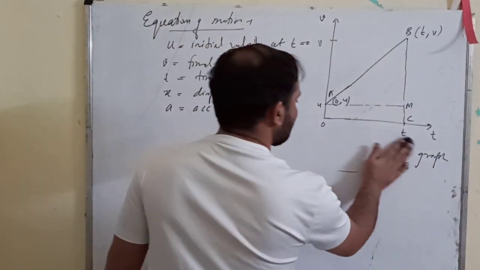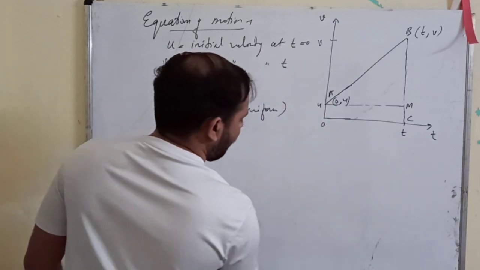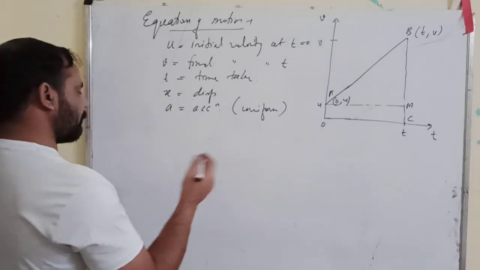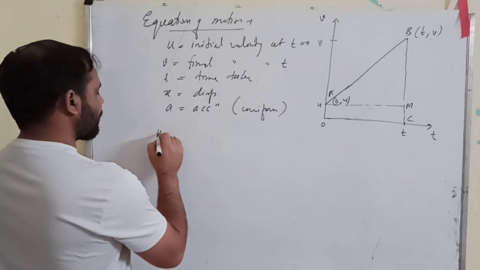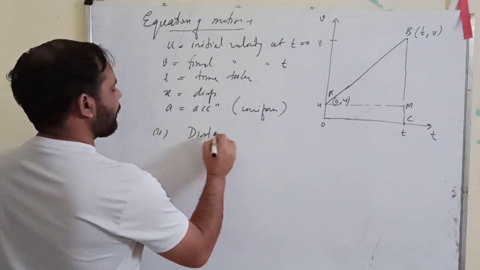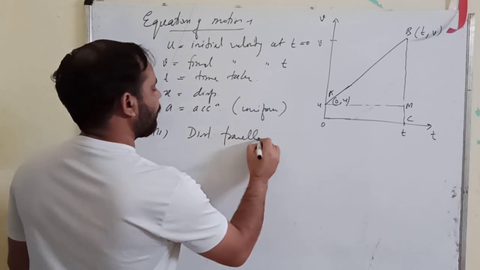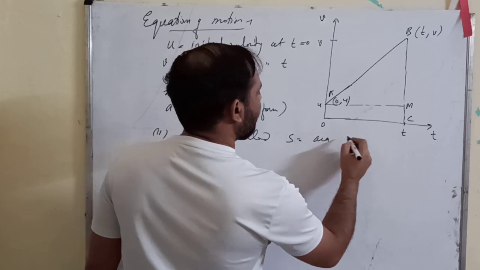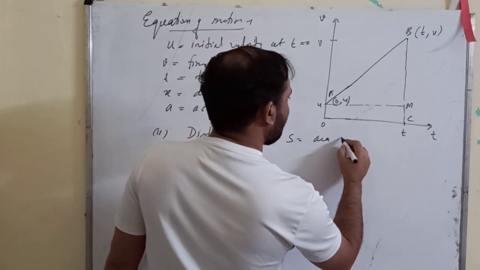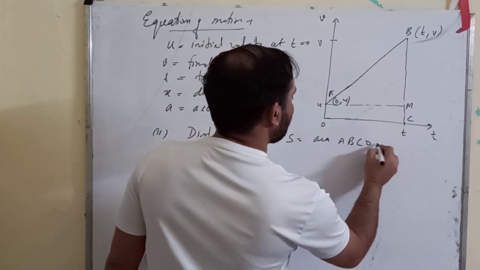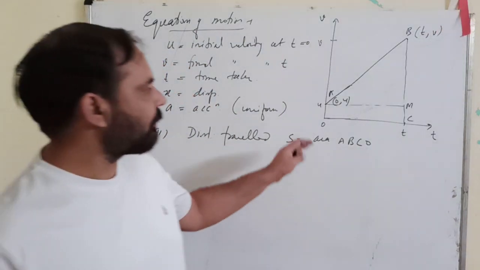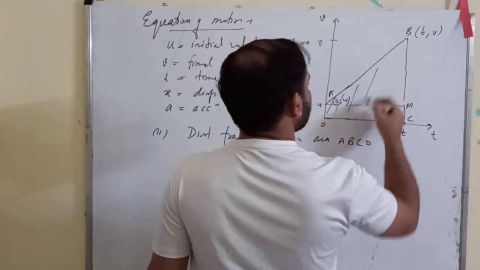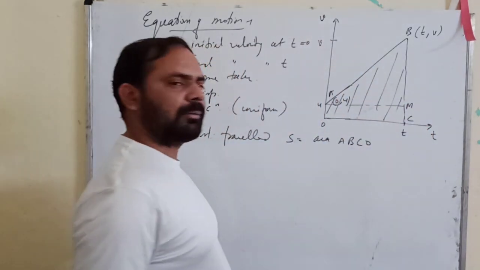Now next is the second equation. From the v-t graph, how will you obtain the distance traveled, or the total distance? Second, distance traveled: S equals the area of ABCO. The area of this complete graph, this one, will give you the distance traveled.